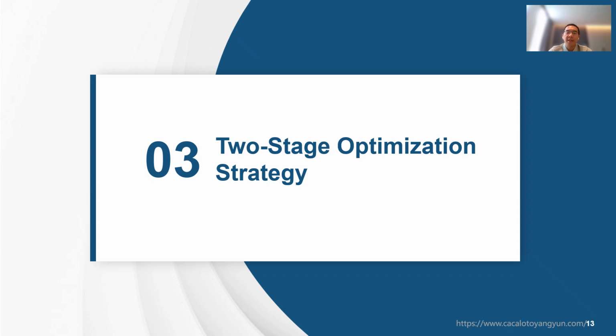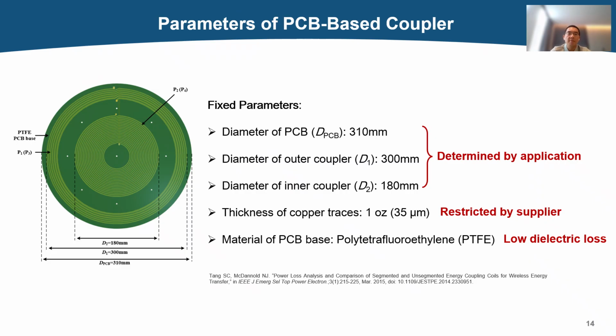Based on the aforementioned design principles, I further illustrate the proposed two-stage optimization strategy for the PCB-based CPT couplers. Here are the fixed parameters for the coils. The diameters of the PCB, outer coupler, and inner coupler are predetermined based on the application requirements. The thickness of the copper traces is limited by manufacturing constraints from the supplier. PTFE is selected as the substrate material considering both cost effectiveness and the low dielectric loss.